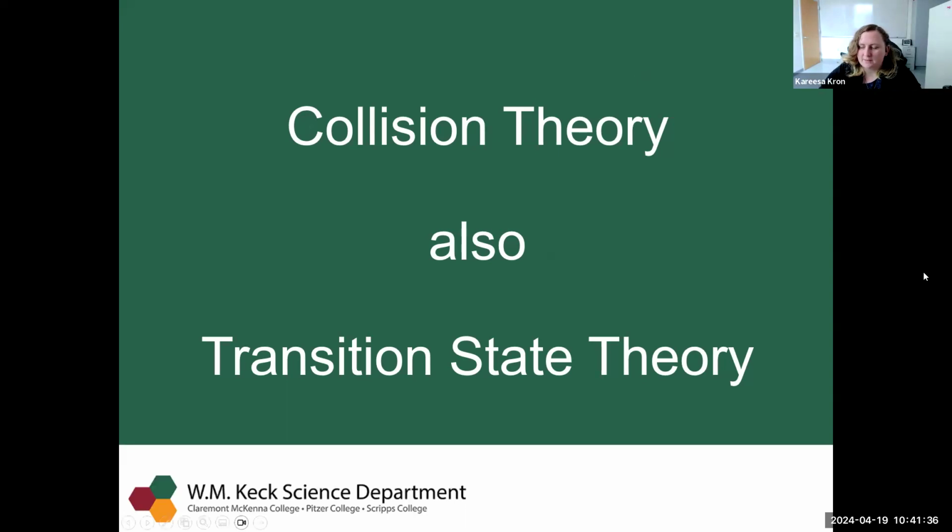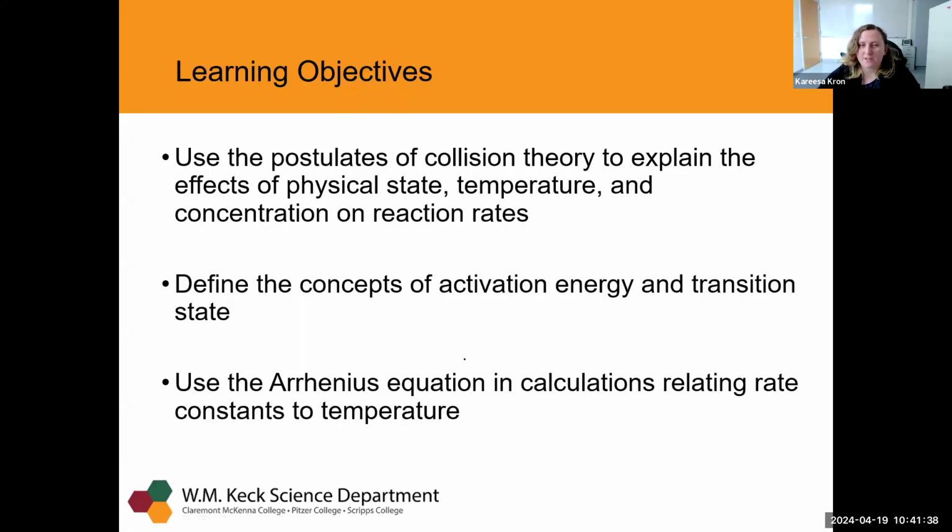So the learning objectives for this video are to use the postulates of collision theory to explain the effects of the physical state, temperature, and concentration on reaction rates, and also to define the concepts of activation energy and what a transition state is, as well as learn about the Arrhenius equation and use it in calculations relating rate constants to temperature.